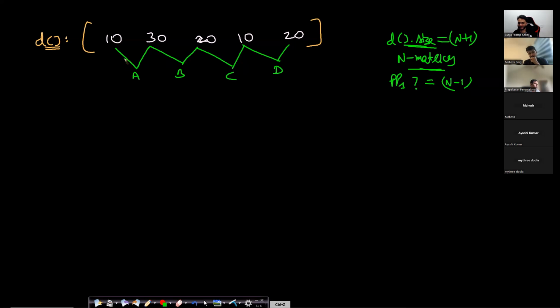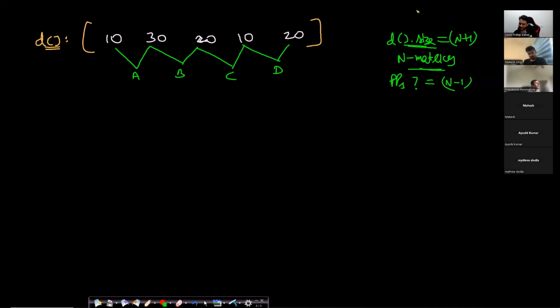You cannot have this as a partition point because on one side you don't have anything. And definitely don't apply a partition point like this, because that is the dimension array, not the matrix. We have to apply the partition point on the matrices. Okay, fine.